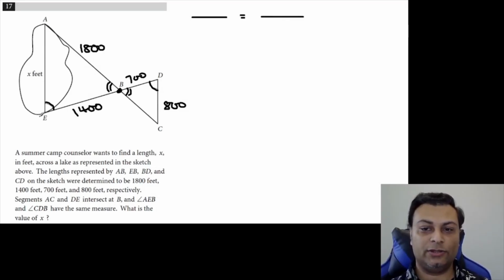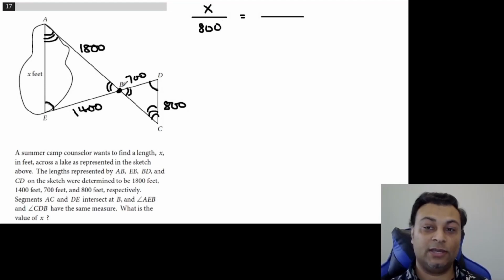X is over here, and it's similar to this CD portion. Let me just put this as the triple stripes. Okay, so we have the angle. Now we know which angles are congruent to which angles. X is between the single and the triple. 800 is between the single and the triple. So put that there. What else do we have?